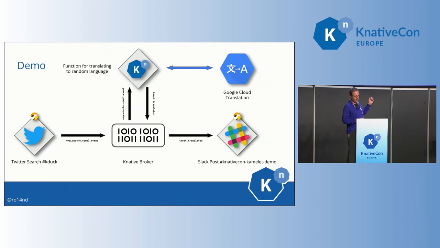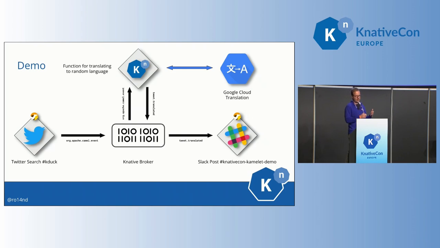This is a Kamelet component that searches on Twitter for a certain keyword, in that case, slash keyduck. It will then create a cloud event and send it over to the Knative broker. The Knative broker then moves it on to a Knative function. We will also see how we create the function from scratch.